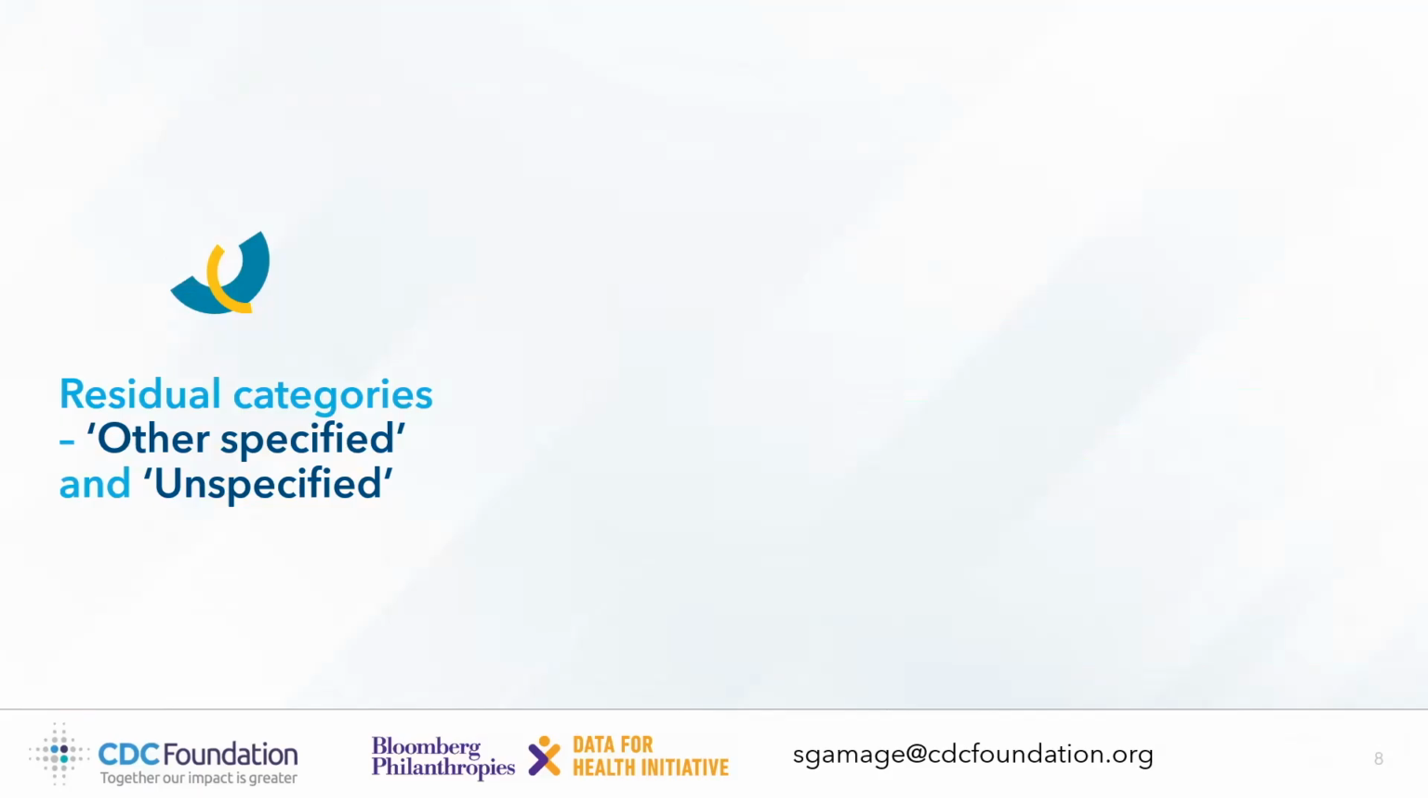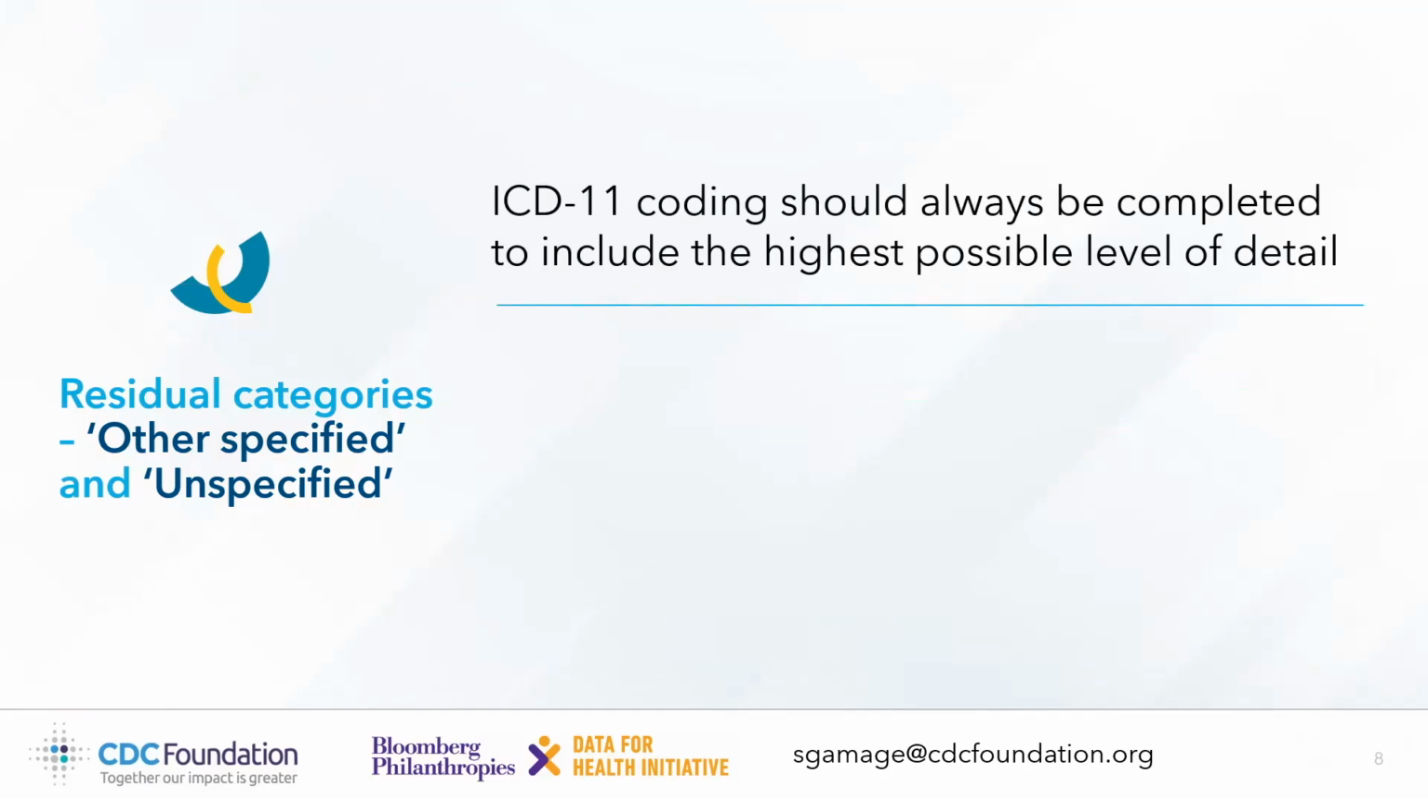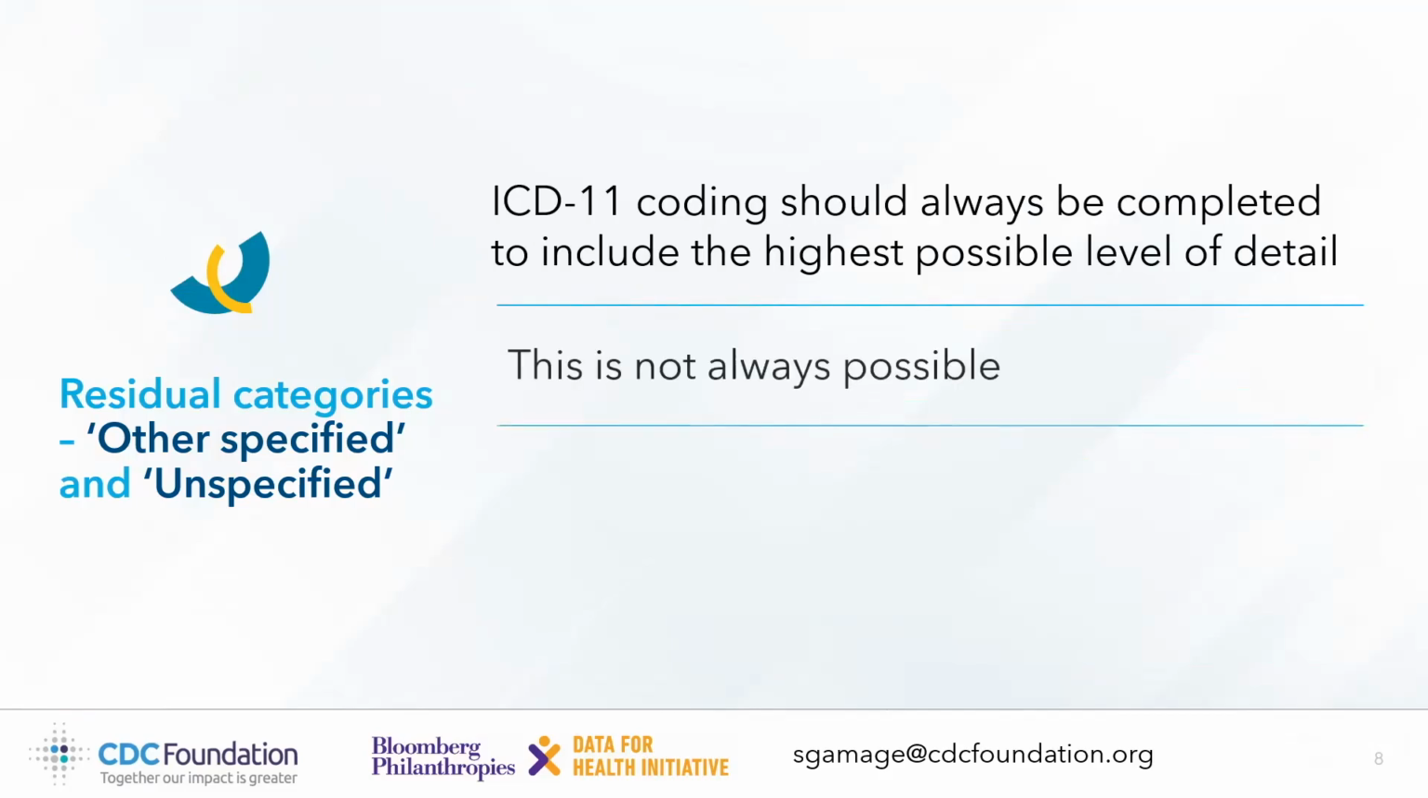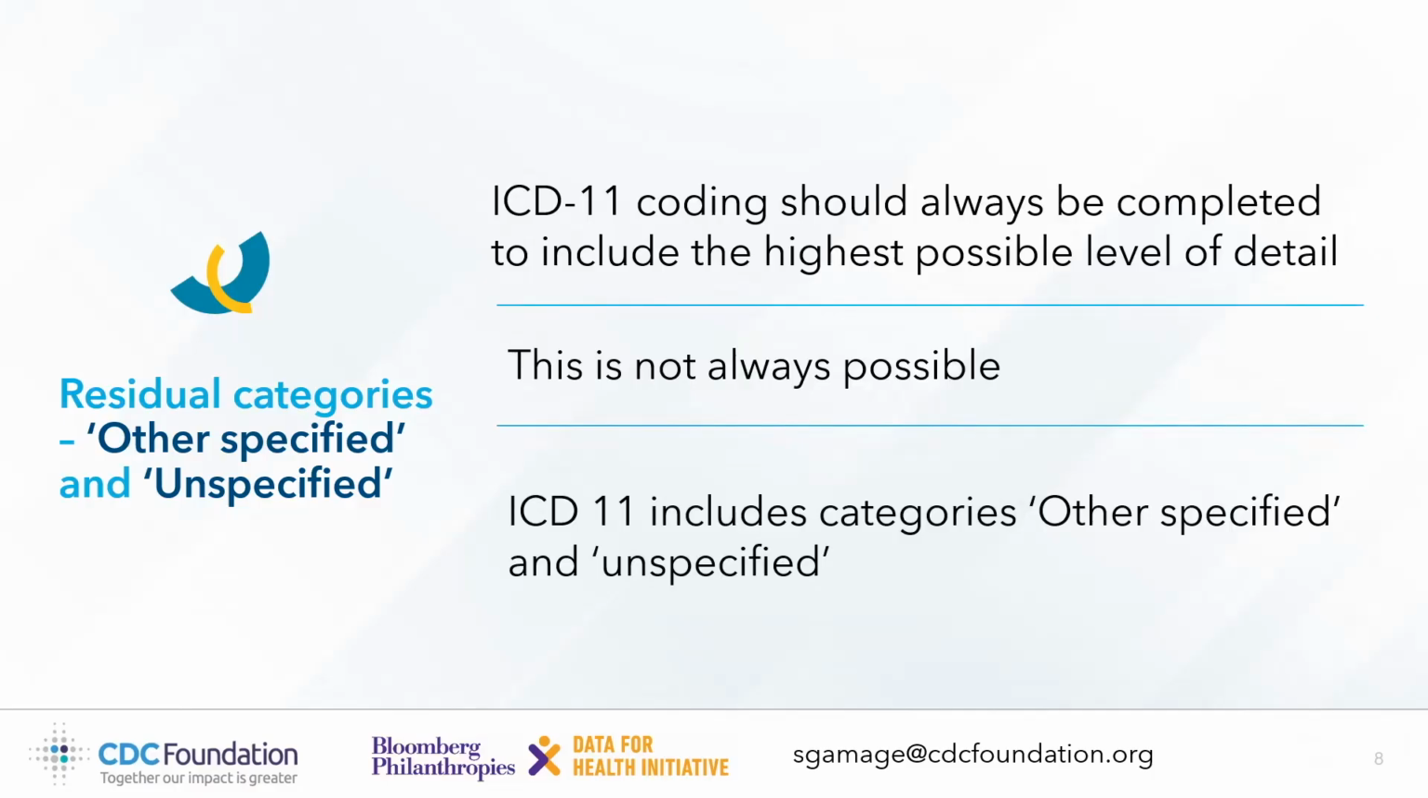Let's go through the conventions. Residual categories, other specified and unspecified. ICD-11 coding should always be completed to include the most specific level of detail possible with the use of one code or multiple codes as described above. There are, however, circumstances when that is not possible, and for that reason, the ICD-11 includes categories titled Other and Unspecified. Other specified and unspecified.